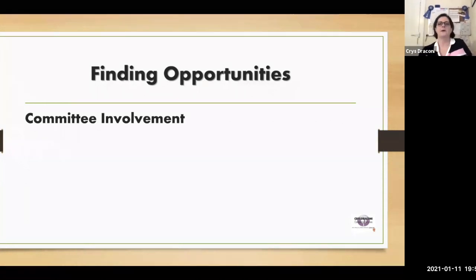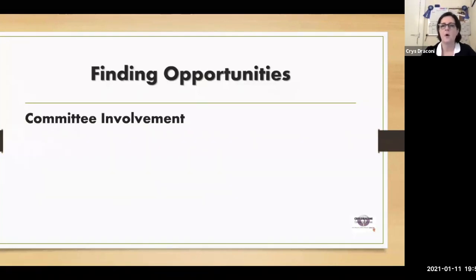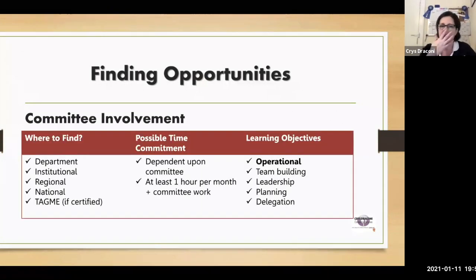So the way I've designed this is that I'm going to go through each of those experiences I touched on earlier, and I'm going to talk about why each one will help you get to your goals. And then in the next section, I'm going to talk about each individual one again, but about how you get involved, what kind of time commitment it is, and what you can expect out of it. So first one is committee involvement. And to me, I think this is the easiest thing to get involved in. So here we go.